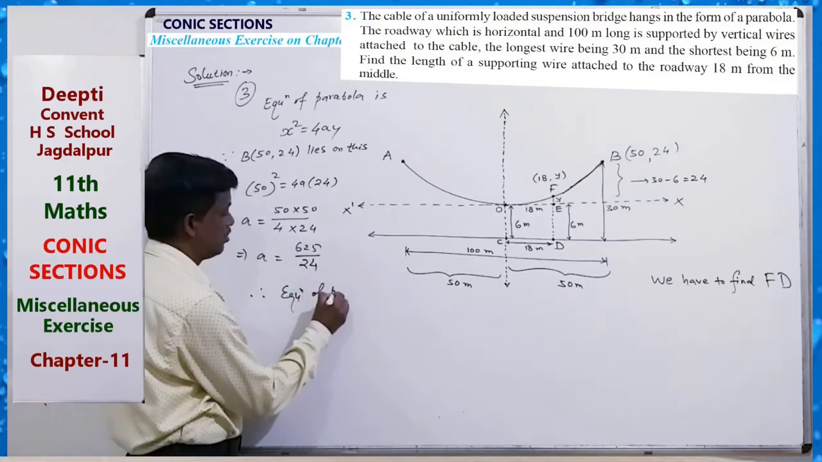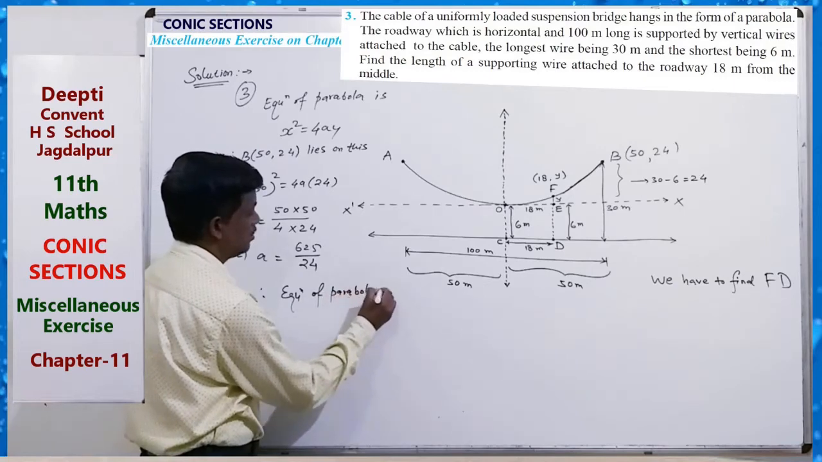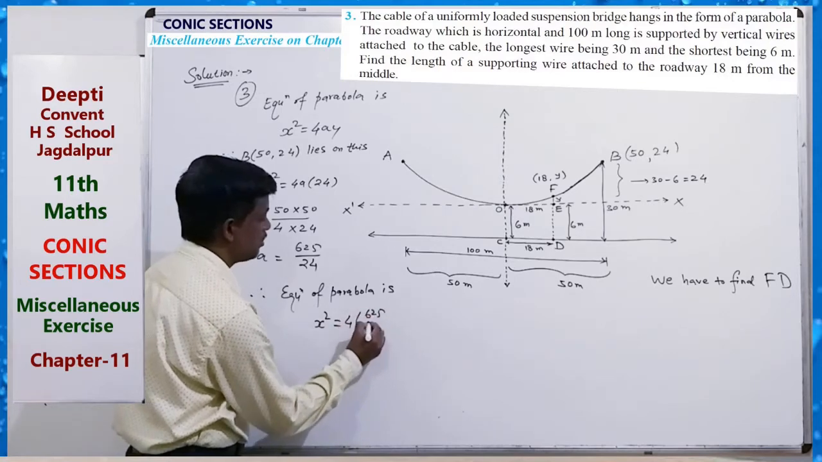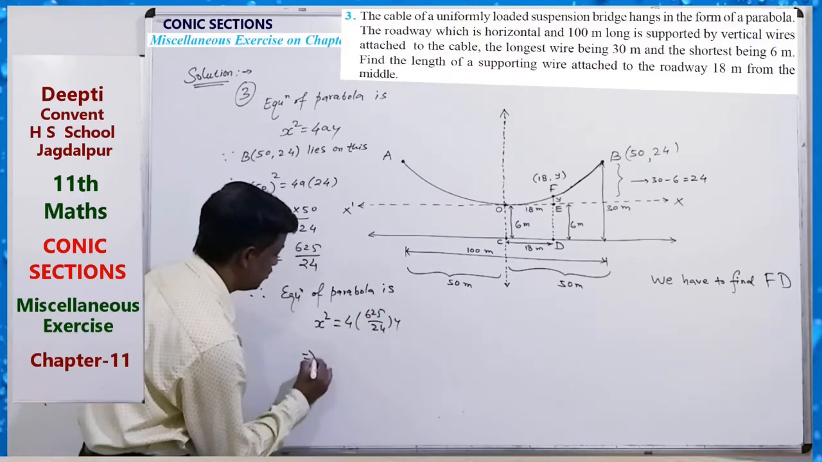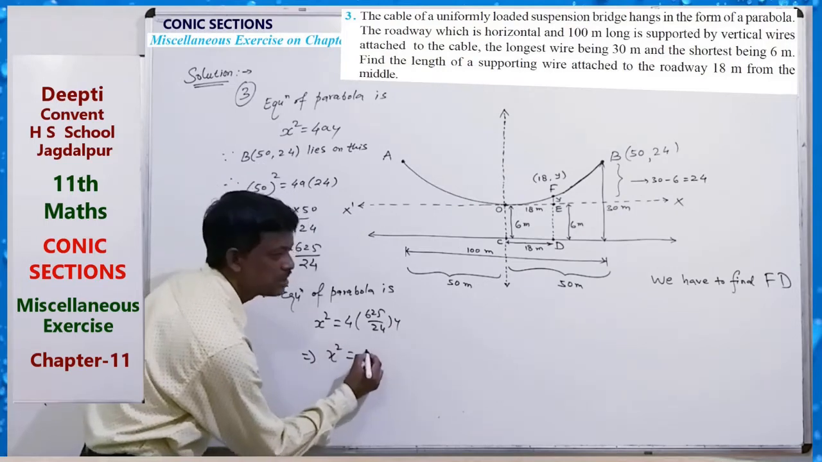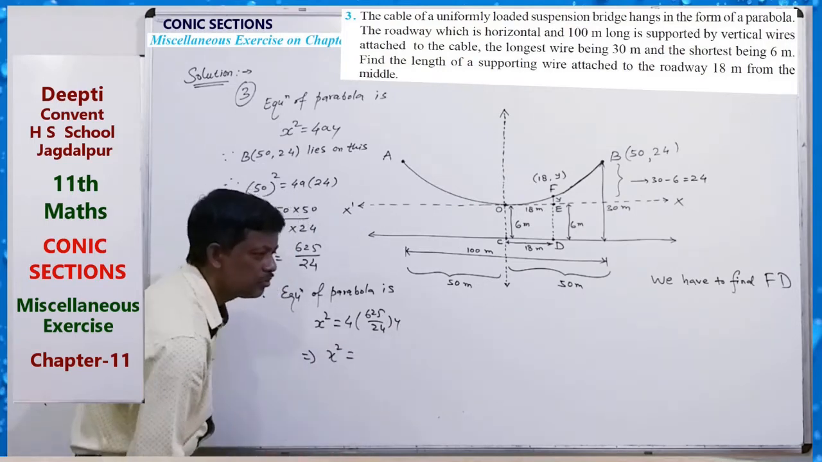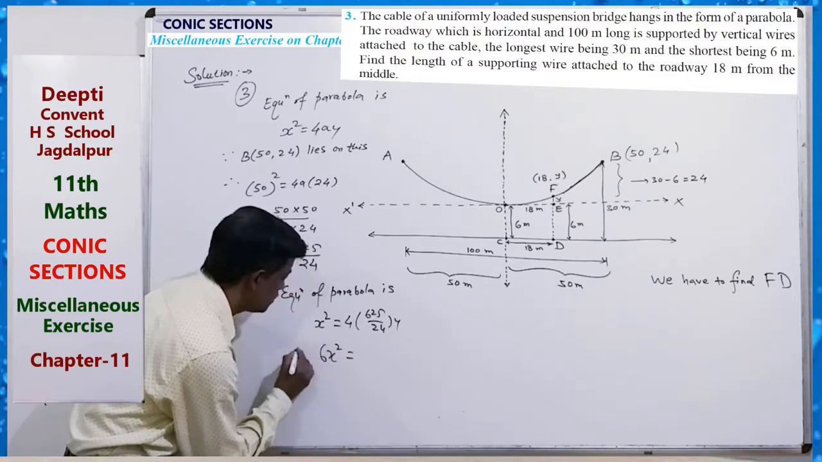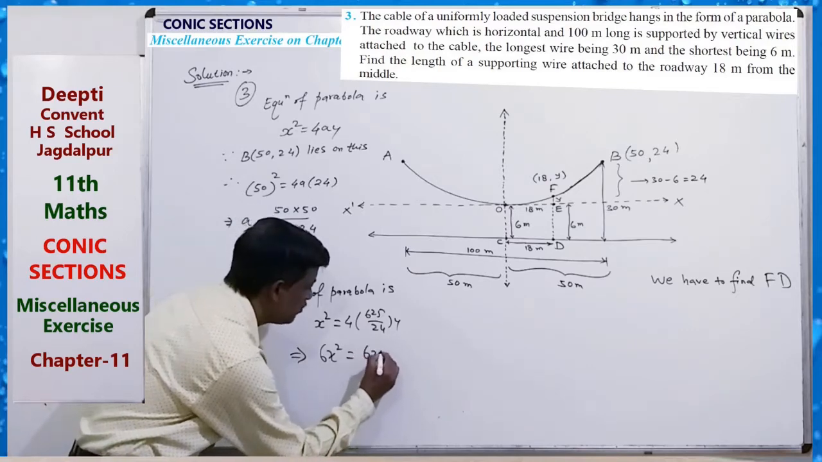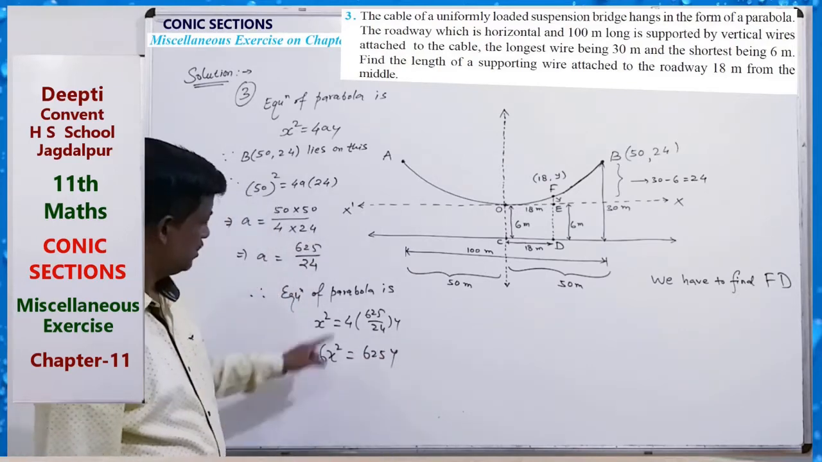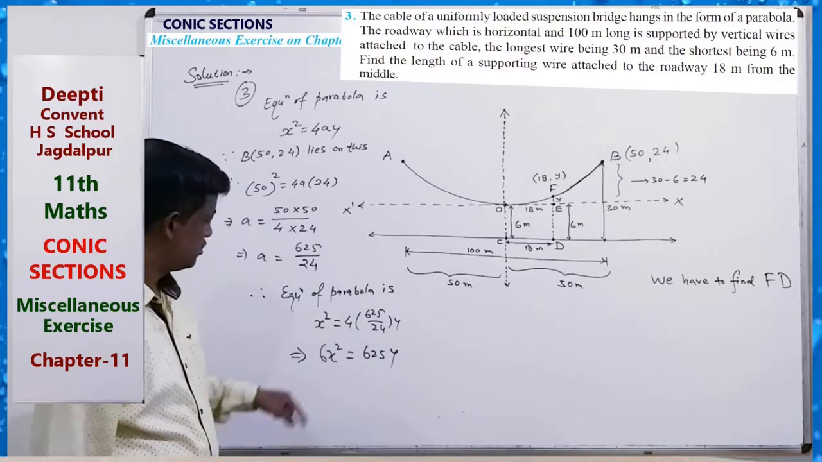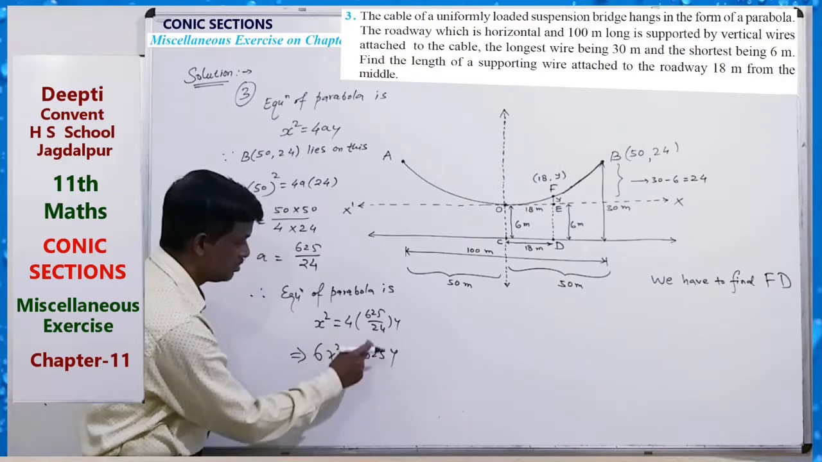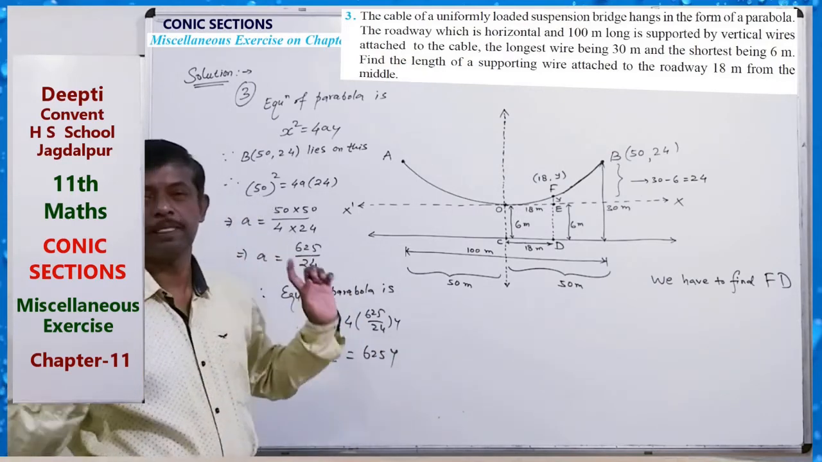The equation of the parabola is x square equals 4 into 625 by 24 y, which implies 6x square equals 625y. This is the equation of the parabola.